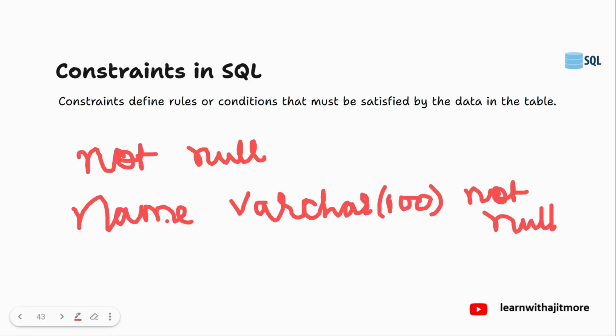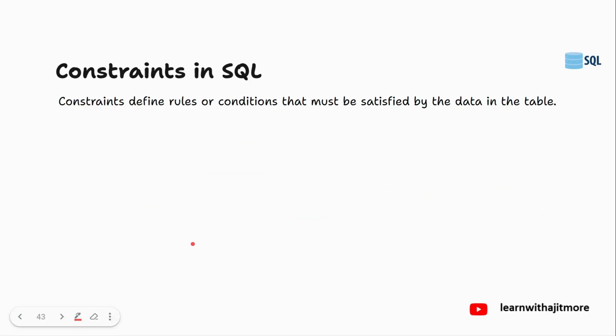But not null says that values can be repeated. You can give repeated values or whatever, but you cannot leave it blank. Why? Because it is not null. Compulsory, you have to give the value. You cannot leave this column blank. So not null constraint is also clear to you. Unique constraint clear, not null constraint clear.